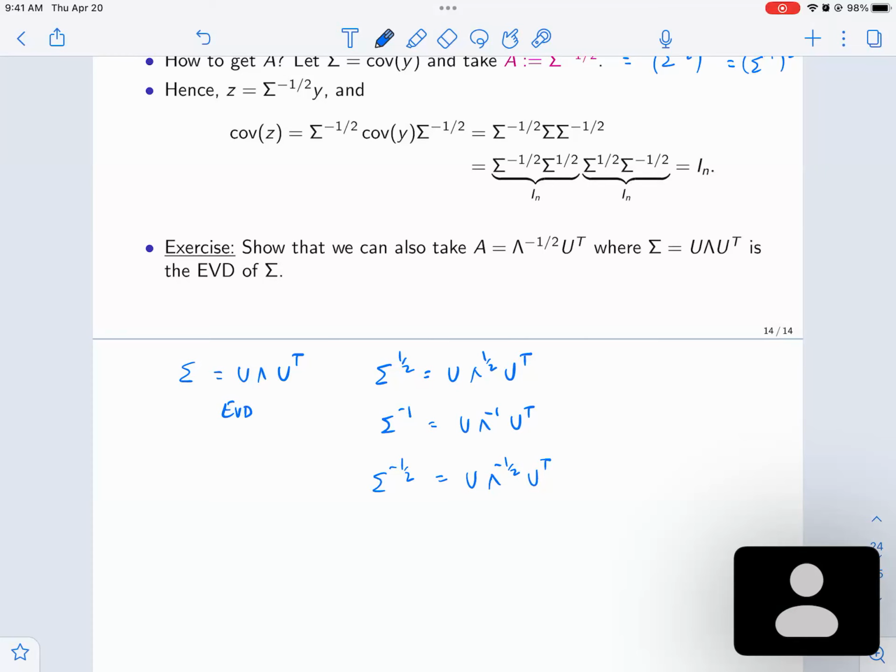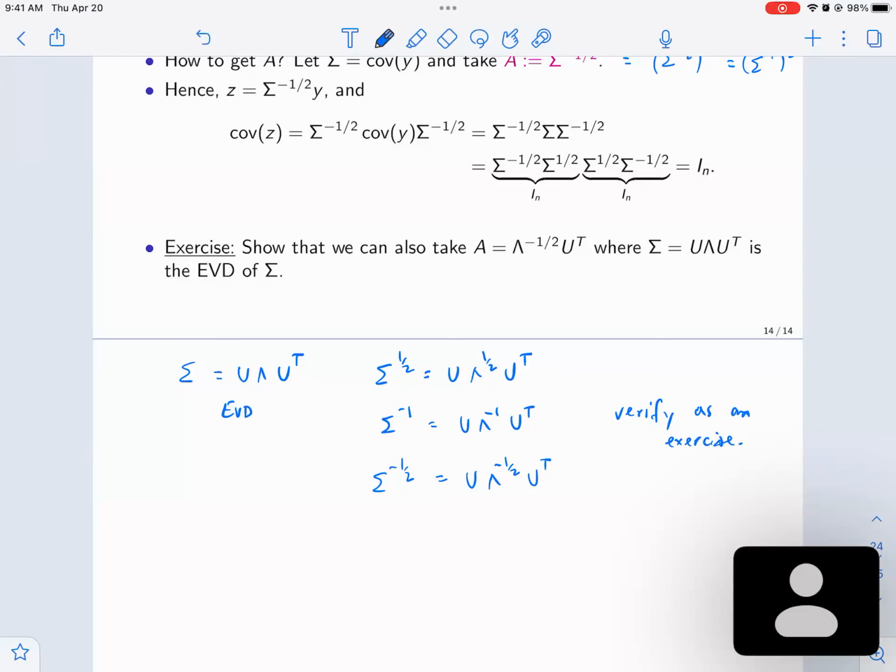These you can verify. If I multiply this by itself, it should give me sigma. Do that as an exercise and use the property of orthogonal matrices. If I multiply this one by sigma, I get the identity. This you can also verify. This one follows from the same set of principles. You can multiply this by itself and get sigma inverse, or you invert it and get that. Verify as an exercise.